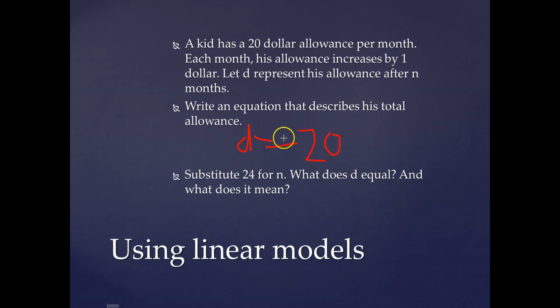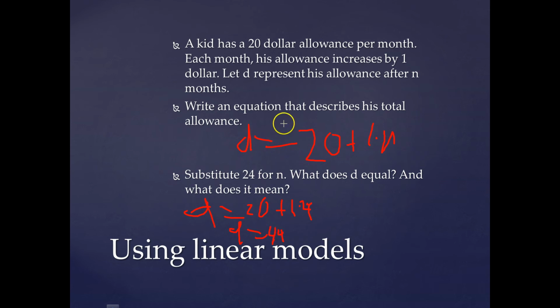So his total allowance is equal to his initial allowance plus the amount of allowance that increased. And we know the amount of allowance increase is equal to $1 per month times the number of months. So that's our equation. It's pretty simple. D is equal to 20 plus 1 times n. So now let's substitute 24 for n. So now we get D is equal to 20 plus 1 times 24. So now D is equal to 44.